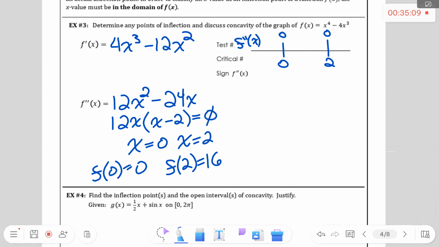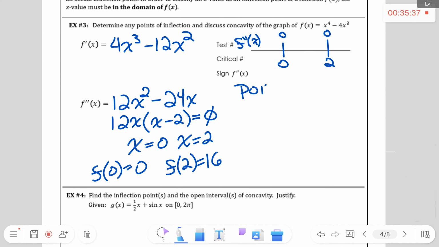Everybody get the critical numbers of 0 and 2? Why did I need to find my y? If I ask you to give me the point of inflection, does that tell us where you change? Yes, but if I ask you specifically to state the point of inflection, you need the x and the y coordinate, right?